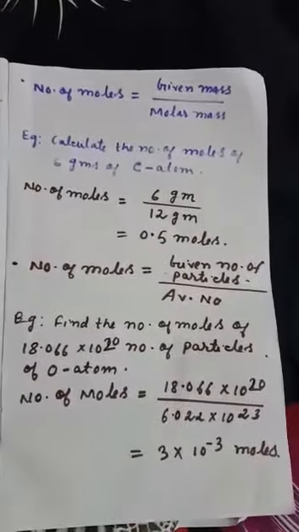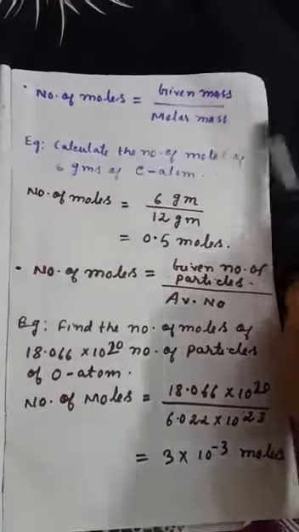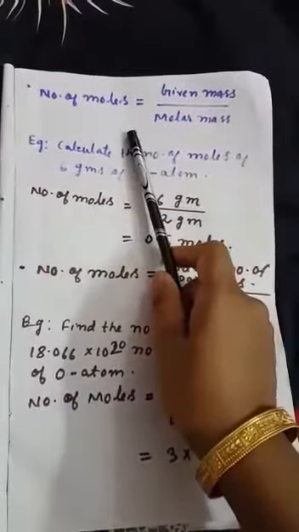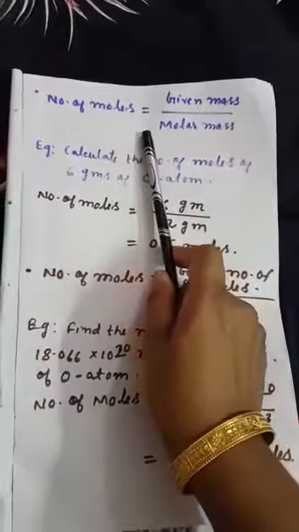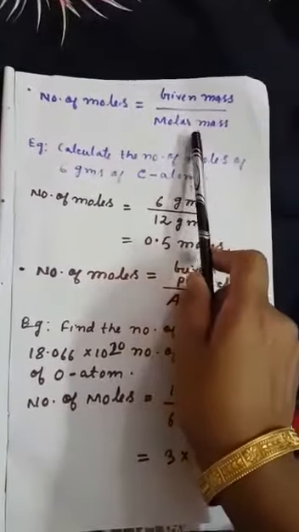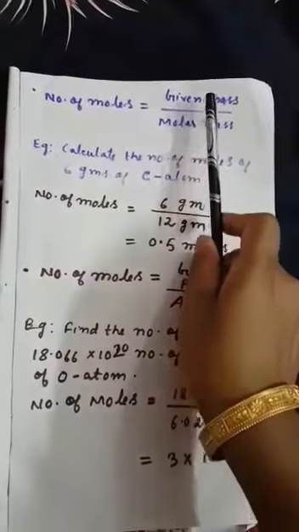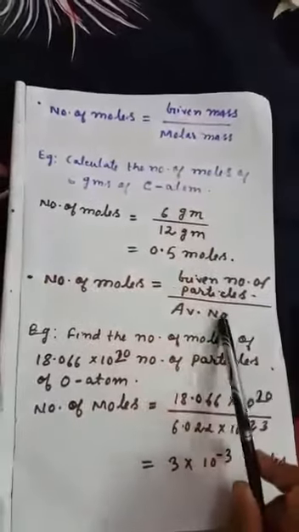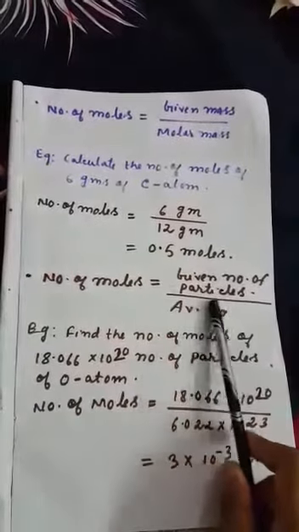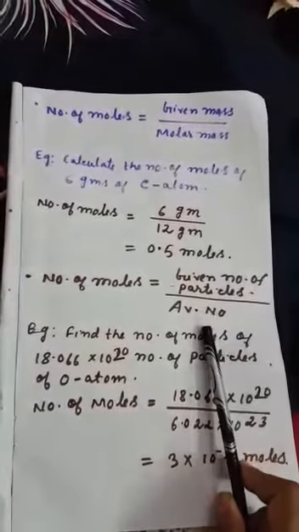Now, taking mole concept, we have to do certain numericals. First formula you have to remember: if the question asks to find the number of moles, then number of moles equals given mass by molar mass, or if particles are given, then number of moles equals given number of particles by Avogadro's number.